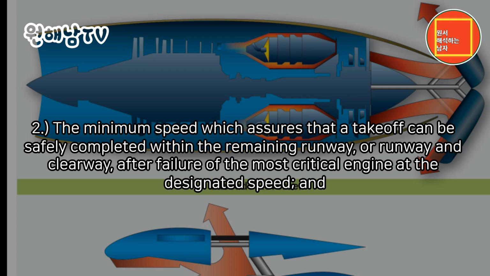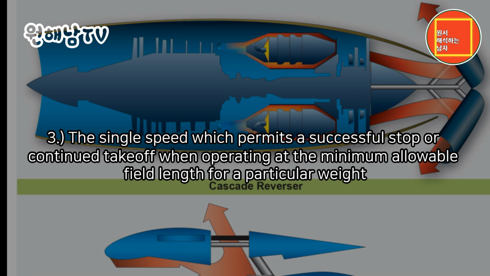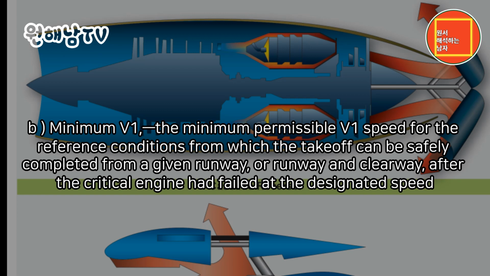The minimum speed which assures that a takeoff can be safely completed within the remaining runway, or runway and clearway, after failure of the most critical engine at the designated speed, and 3. The single speed which permits a successful stop or continued takeoff when operating at the minimum allowable field length for a particular weight. B. Minimum V1. The minimum permissible V1 speed for the reference conditions from which the takeoff can be safely completed from a given runway, or runway and clearway, after the critical engine has failed at the designated speed.